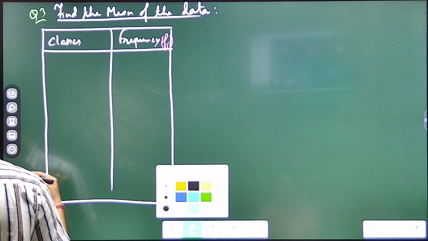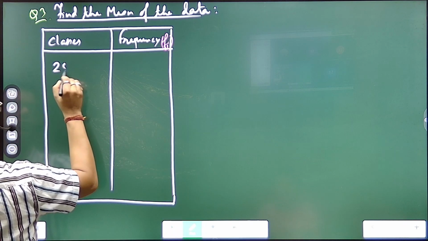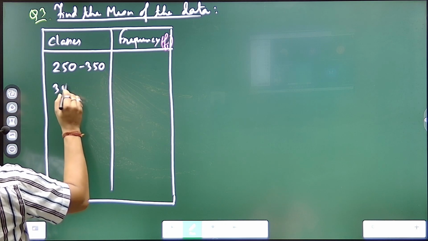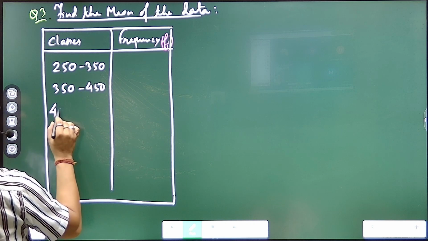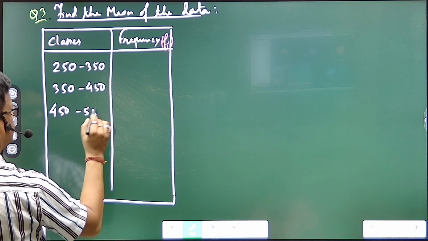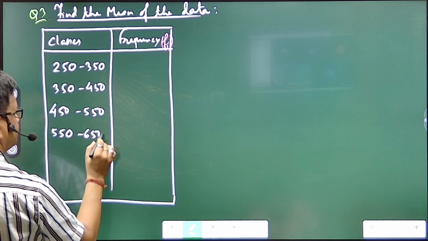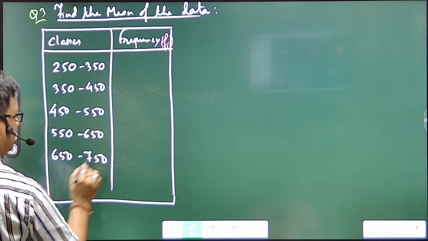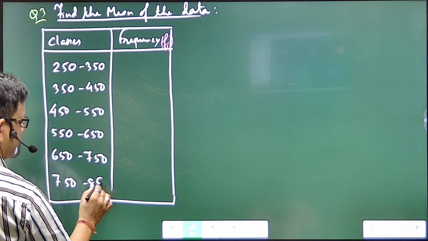So I'm changing the class bit like this. Suppose 250 to 350. Okay. 350 to 450. 450 to 550. 550 to 650. 650 to 750. And suppose 750 to 850.